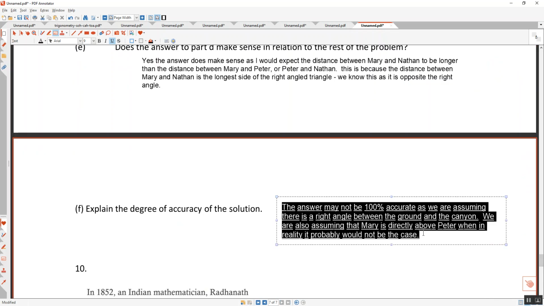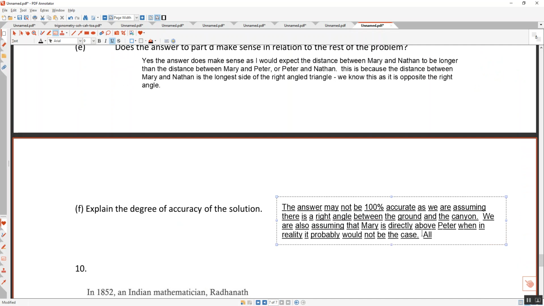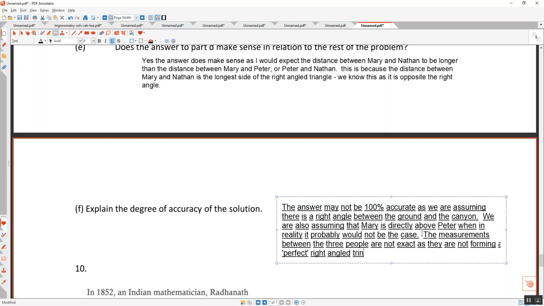And we'll also put, just for the sake of it, because we can, the measurements between the three people are not exact, as they are not forming a perfect right-angled triangle.